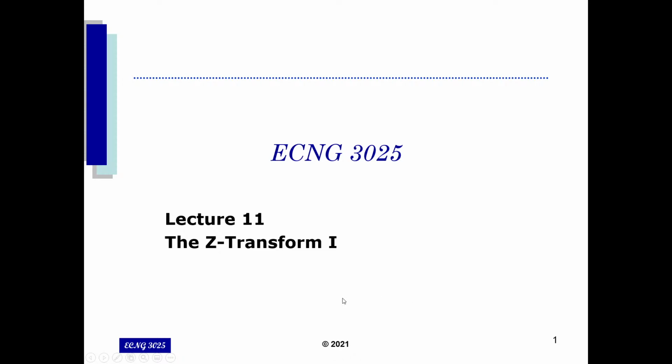We'll have to backtrack a little bit to understand why the Z transform is required and why we cannot use the Laplace transform for discretized time signals in this lecture.